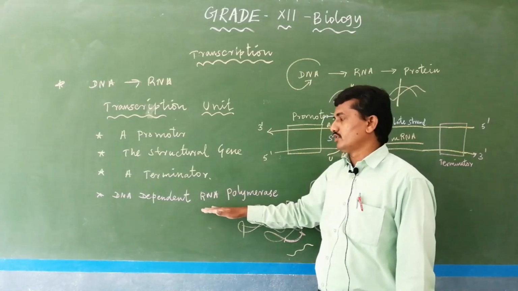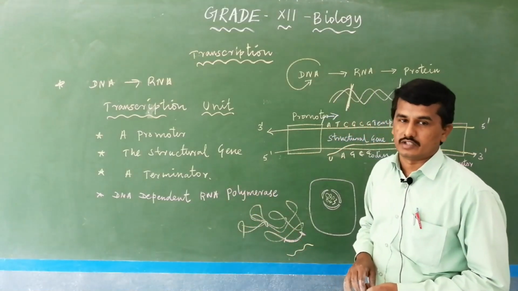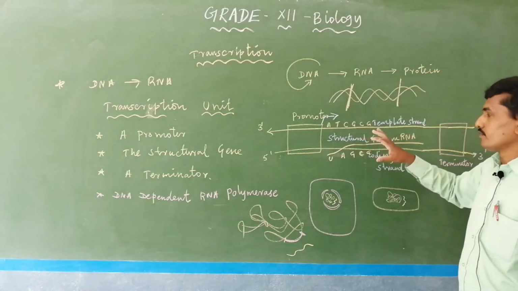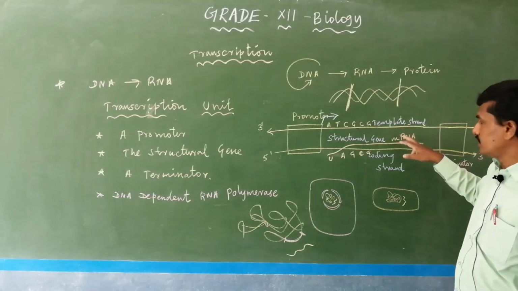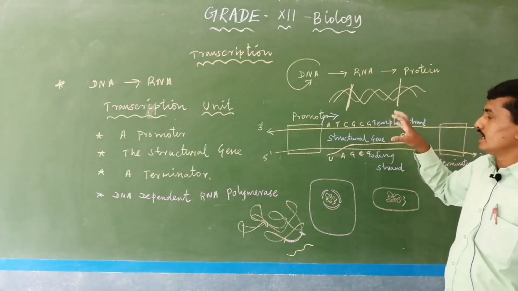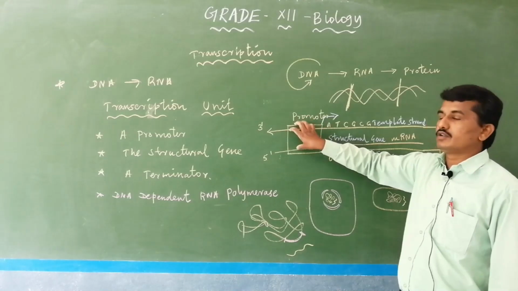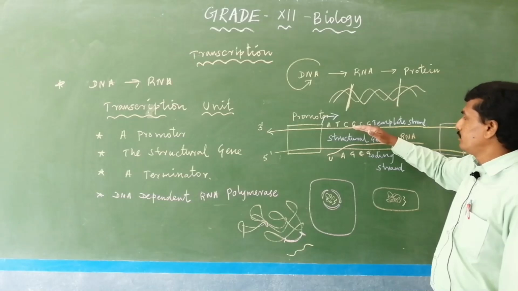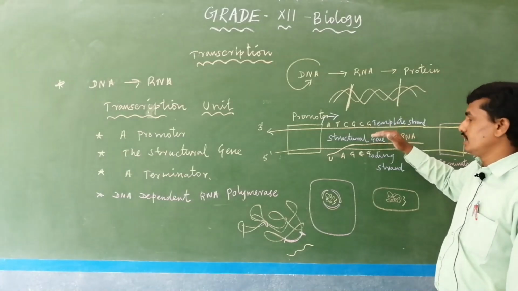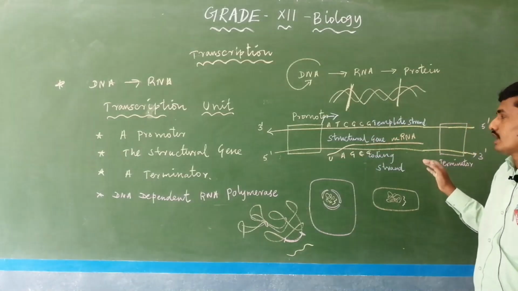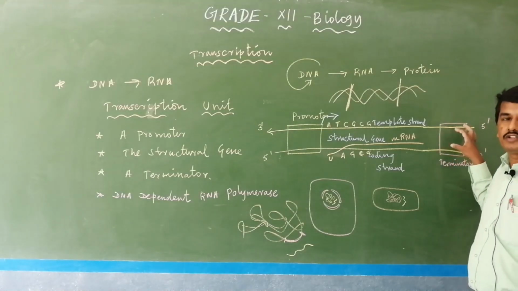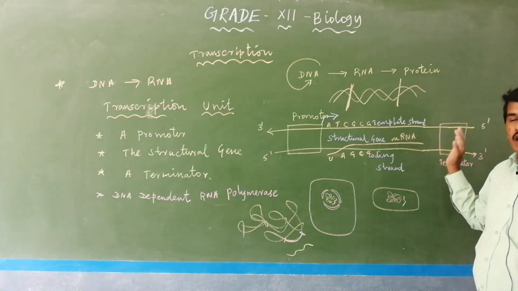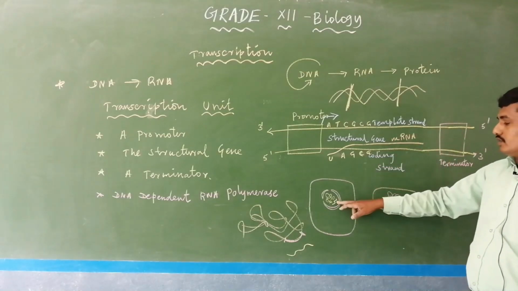Transcription involves one enzyme, DNA dependent RNA polymerase, that is RNA polymerase. In the DNA two strands are present: one is the template strand, the other is the coding strand. The RNA polymerase first binds to the promoter region of the DNA and slowly moves. During movement, depending on the template strand, a new RNA keeps forming up to the terminator region. When the RNA polymerase comes to the terminator region, the transcription process ends.